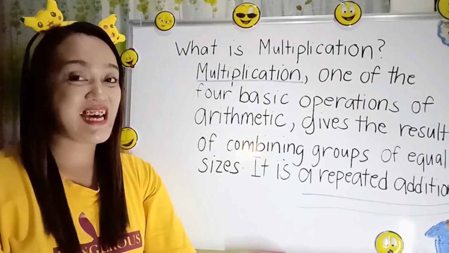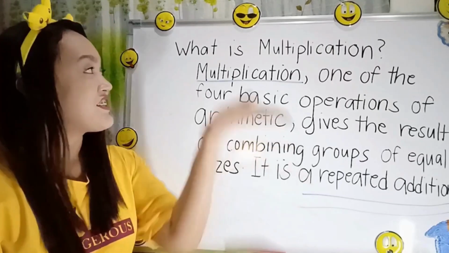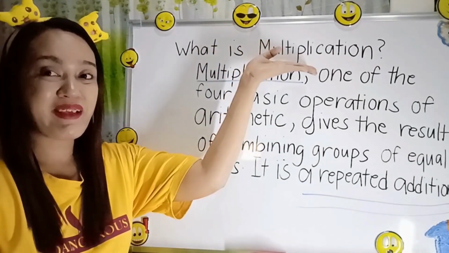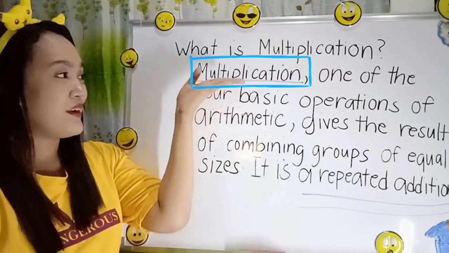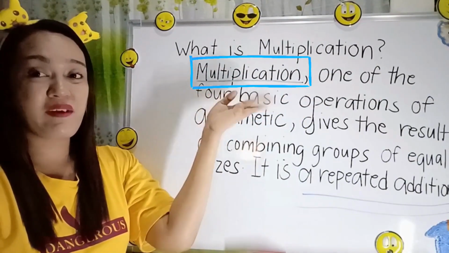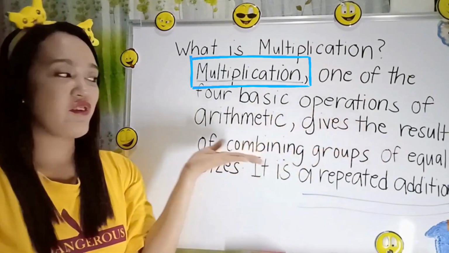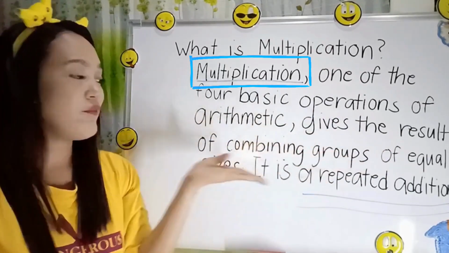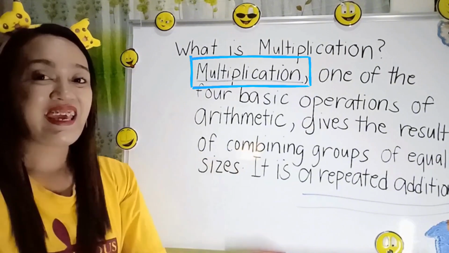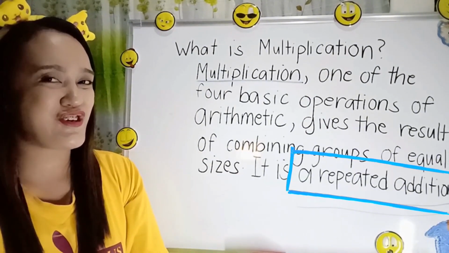Let us first understand the concept of multiplication. So what is multiplication? Multiplication is one of the 4 basic operations of arithmetic. It gives the result of combining groups of equal sizes. In other words, multiplication is a repeated addition.